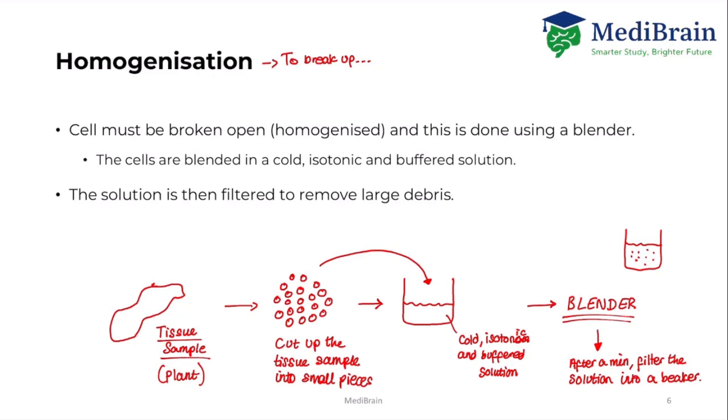Homogenization means to break up. All we are doing is getting that tissue sample, cutting it up, pouring it into a cold isotonic and buffered solution, blending it, and then filtering our solution after it's been blended into a beaker, and that's to remove any large debris that we had. The organelles are now in the beaker, and now we can work on looking at and analyzing them individually.